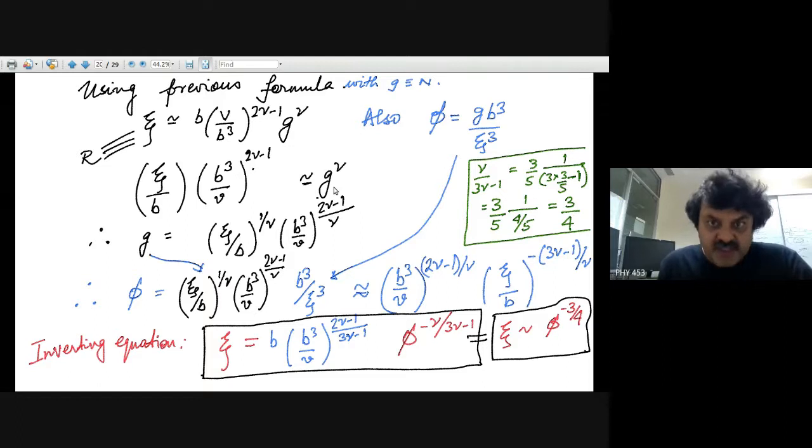is G nu. And now you can write G in terms of zeta by B basically. So there's this nu. So here there's no nu but 1 by nu, and 2 nu minus 1 by nu. Right? So you get an expression of G in terms of the correlation blob length scale: number of monomers, and how it varies with the correlation blob length scale. Now we are using this formula. We are substituting the expression of G in this formula.